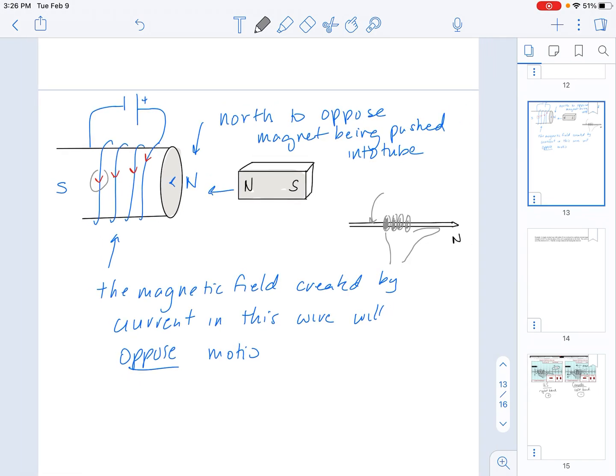What would happen then if I were to pull the magnet out? If I pull the magnet out, then the current's going to go in the opposite direction.